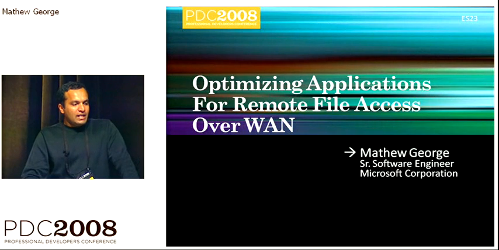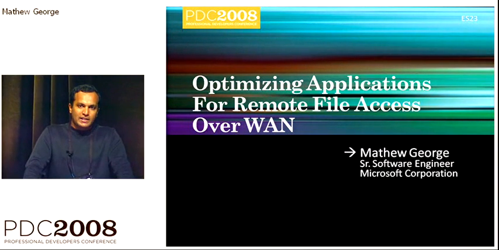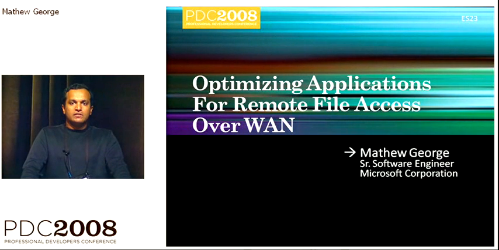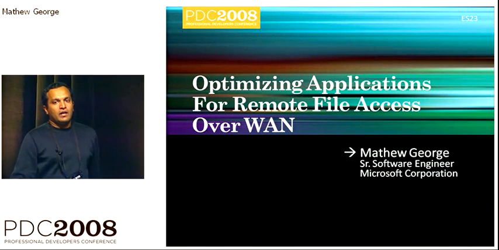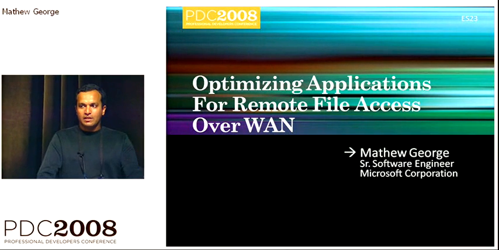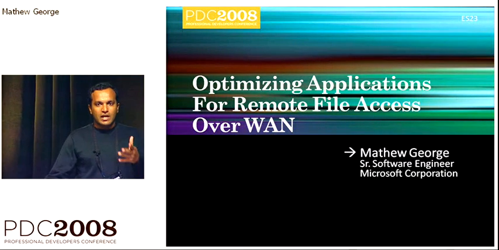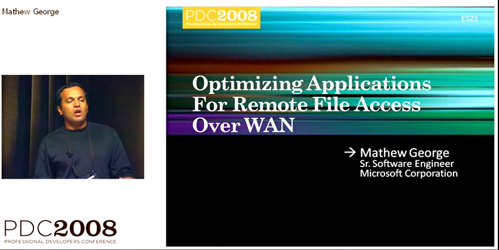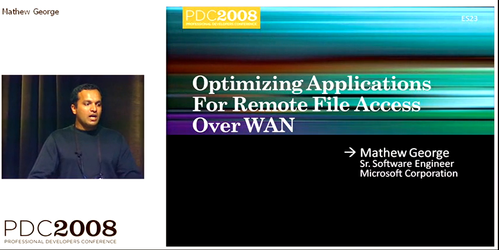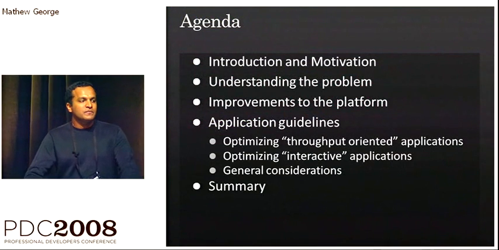I'm Matthew George, and I'm a software developer working with the File Access and Distribution group in Microsoft. Our group owns all the remote file access protocols in Windows. And the core file sharing protocol which Windows uses is SMB or CIFS, as most of you may know. And recently we've added SMB2, starting with Windows Vista, which addresses a lot of these things which we're going to talk about here. So this is a rough outline of the talk.